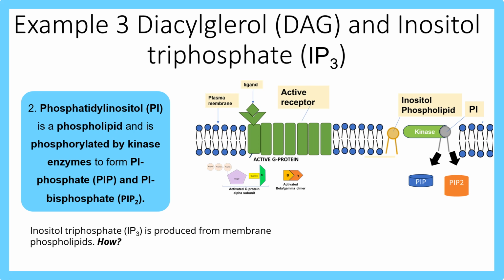Now there is a phospholipid called phosphatidylinositol, PI, and this is basically phosphorylated by kinase enzymes. And when it gets phosphorylated by kinase enzymes, it forms PIP and PIP2. So PIP stands for PI phosphate, so phosphatidylinositol phosphate, and PI bisphosphate, so phosphatidylinositol bisphosphate, so PIP2.